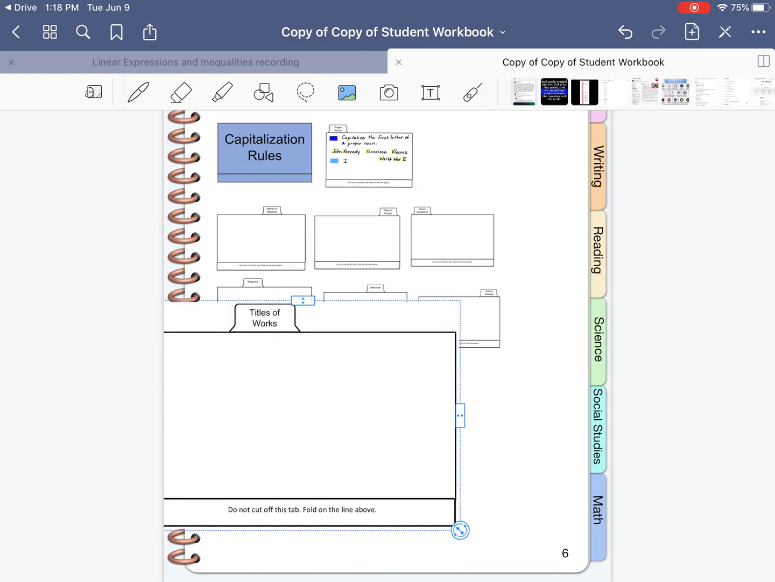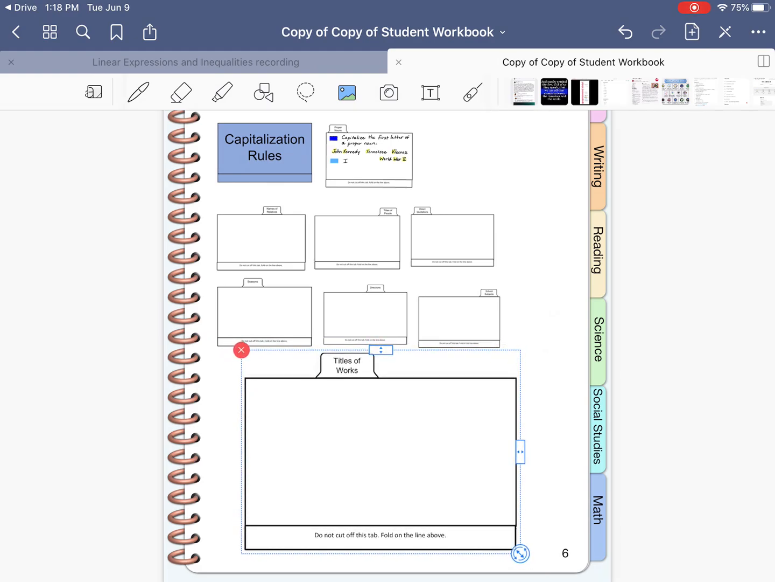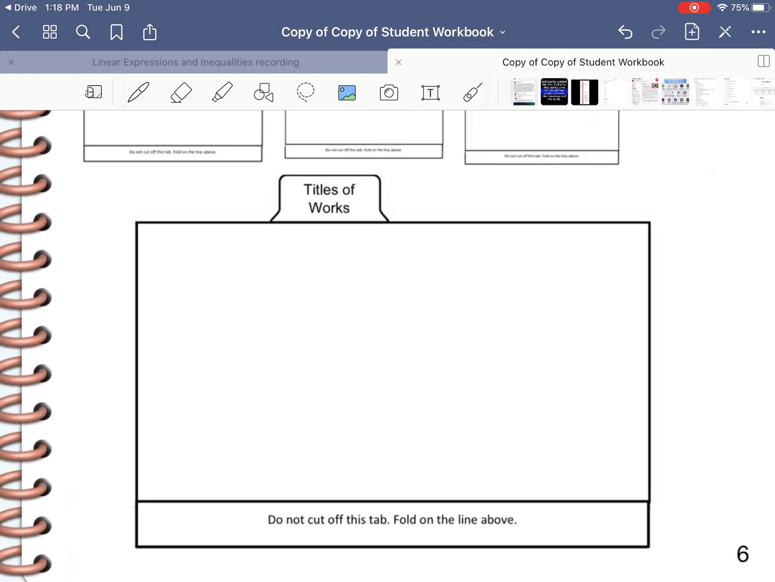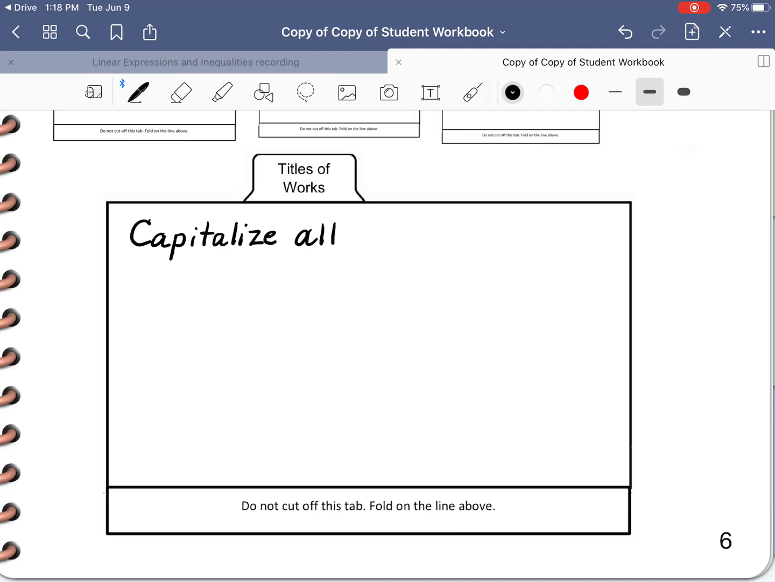This is the piece on titles of works. And works are movies, songs, books, anything that someone has written. So here's the rule on titles of works. You capitalize all significant words.